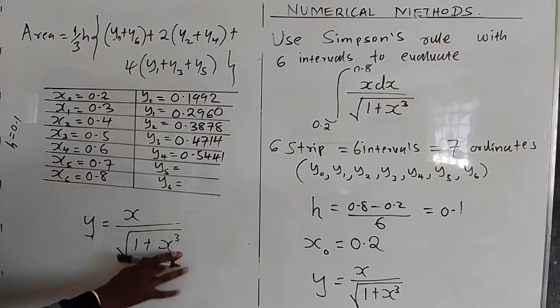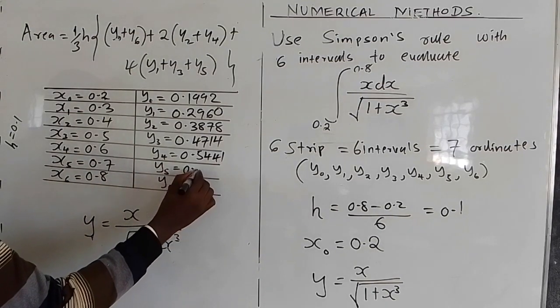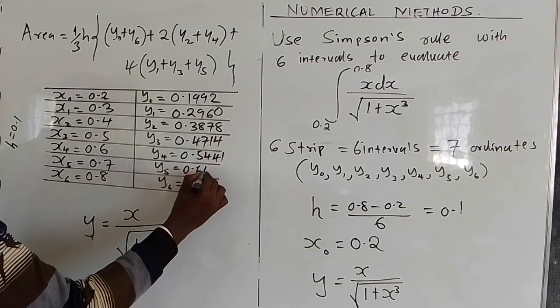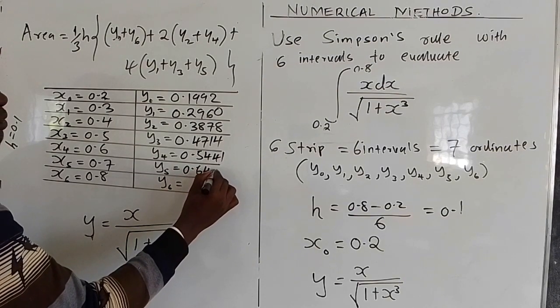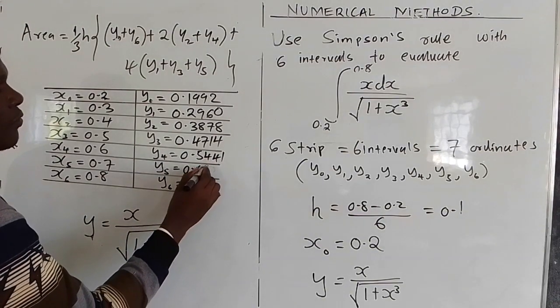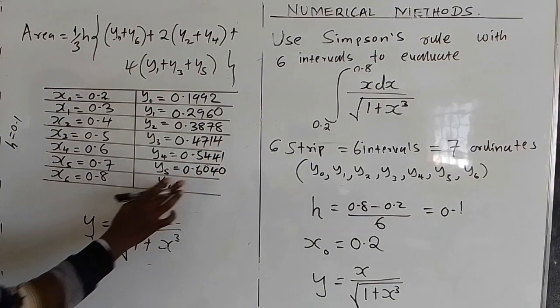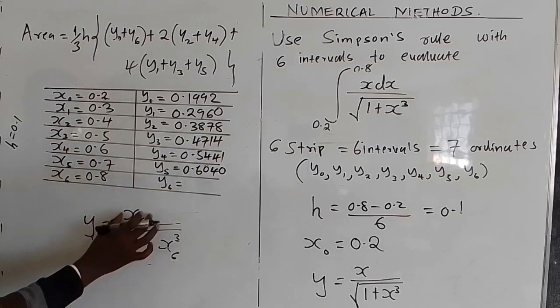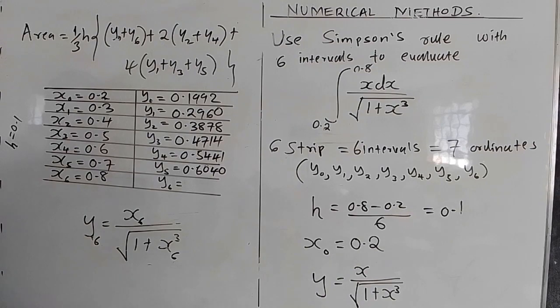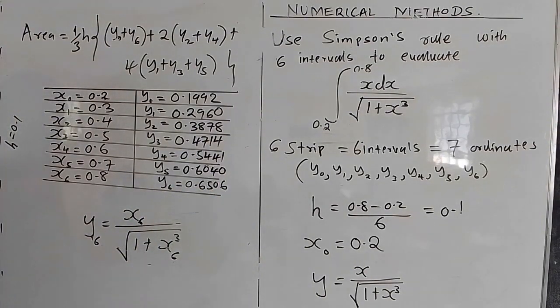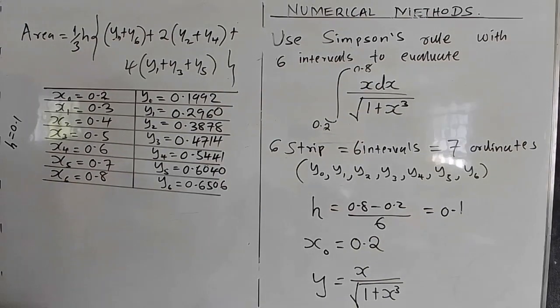Then y5, continue with the same procedure. What do you get to be y5? 0.6460. Yes. Then what do you find to be y6? If you put x6, which is 0.8, you have 0.6506. So you found everything. We are done there, isn't it?